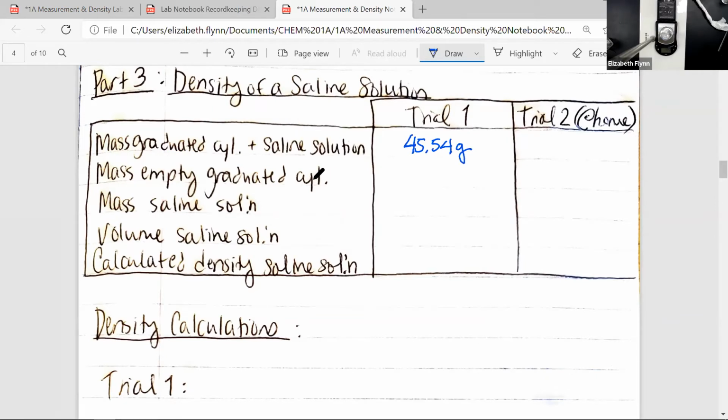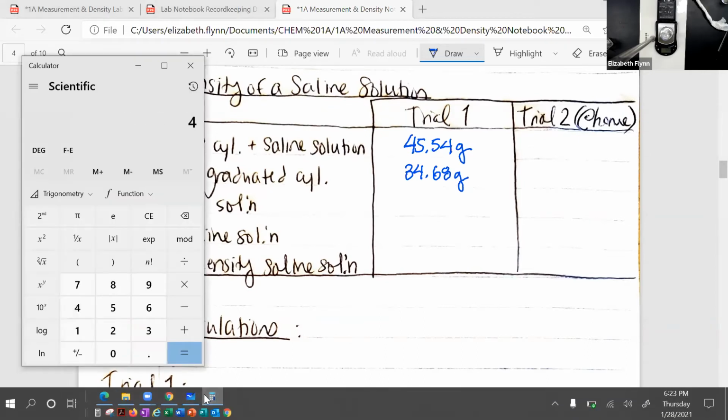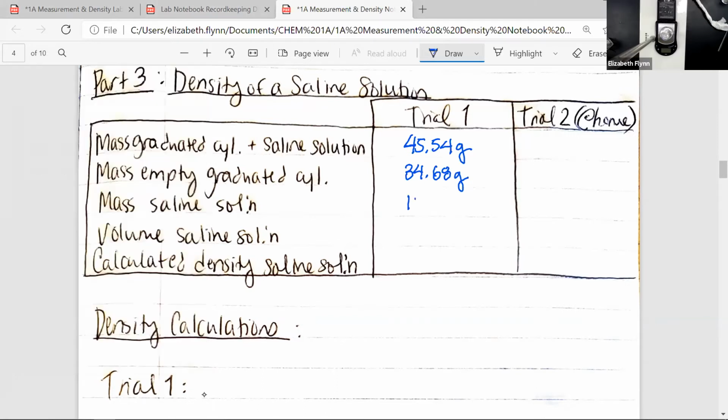The mass of the empty graduated cylinder was 34.68 grams. The mass of the saline solution, therefore, when we do the subtraction, is 45.54 minus 34.68, which gives us 10.86, a lot heavier, right, than before. And the volume was still the same, 9.3 milliliters.